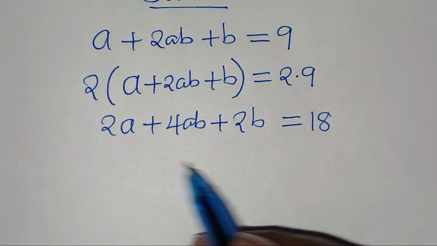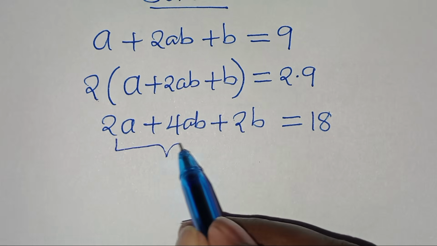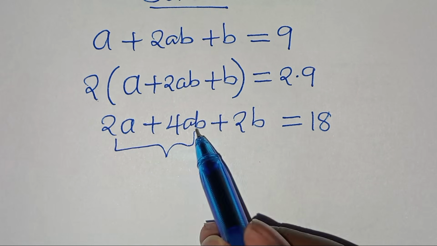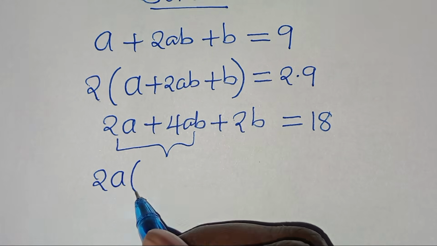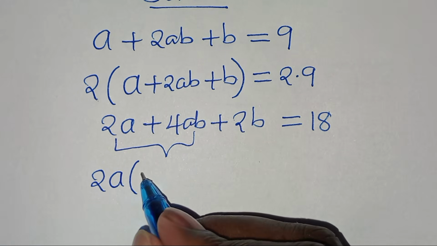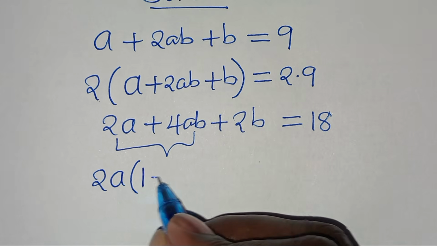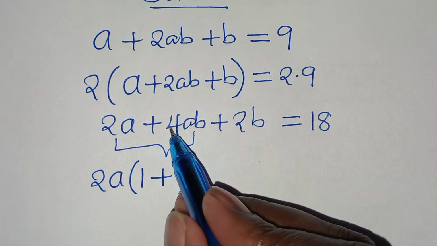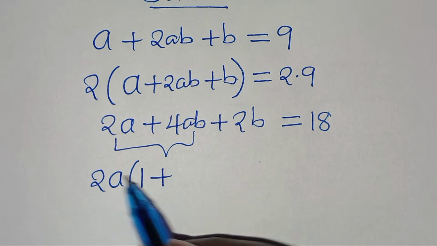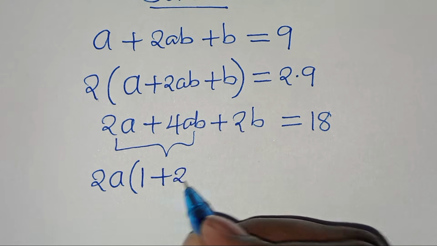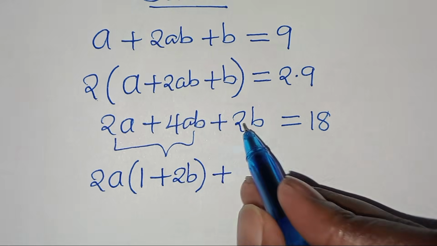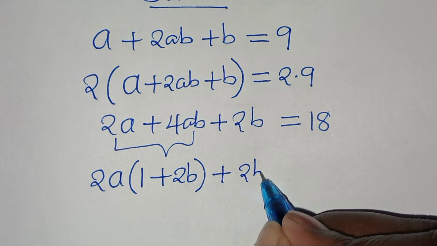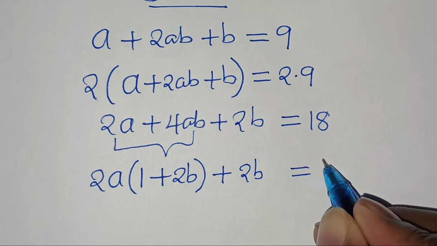The next step is that from this part, we can factor out 2a. So we have 2a times (1 plus, now 4ab divided by 2a becomes 2b), close the parentheses, then plus 2b, and this is equal to 18.